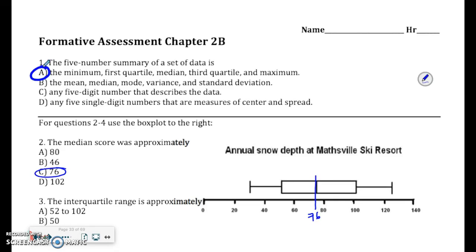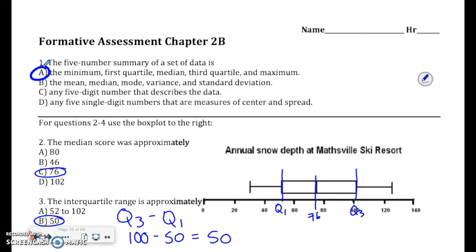Interquartile range. Remember, interquartile range goes from quartile 1 to quartile 3. So it looks like I'm approximately 100 and at 50. So quartile 3 minus quartile 1, approximately 100 minus approximately 50. Looks to me like my interquartile range is 50. So letter B would be your correct answer.